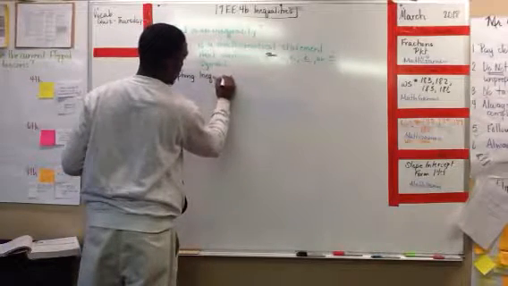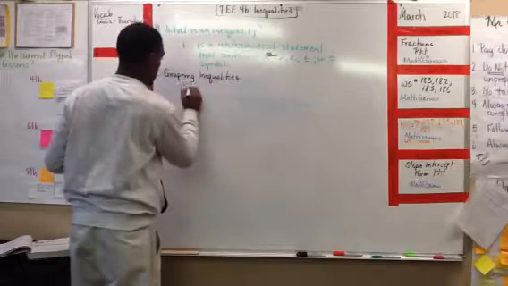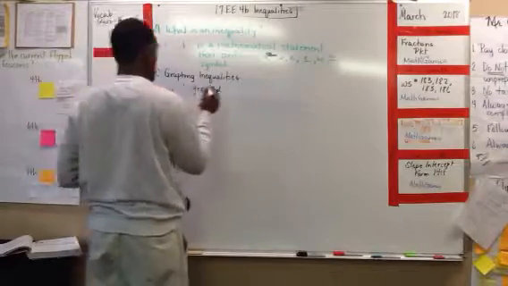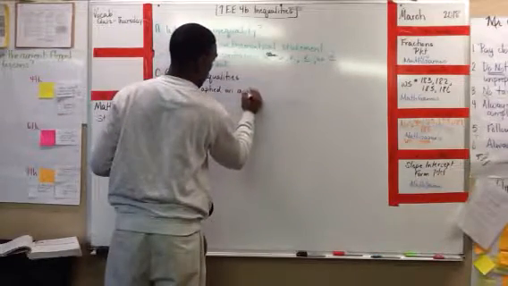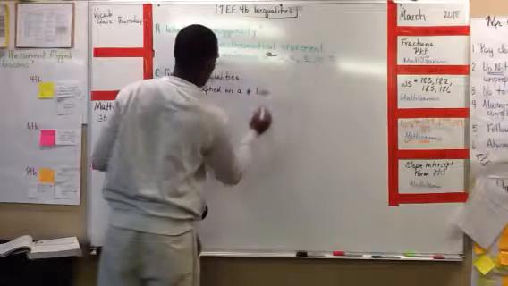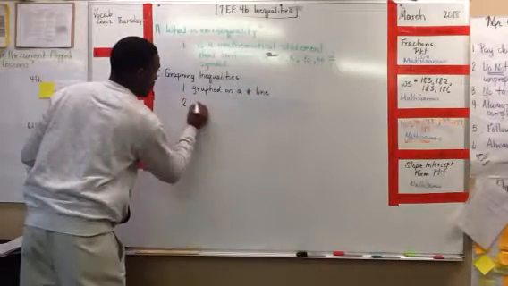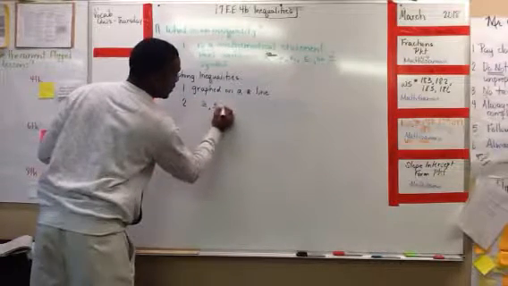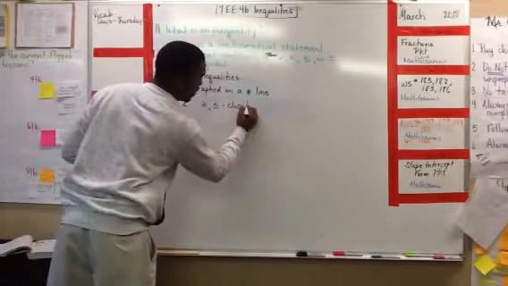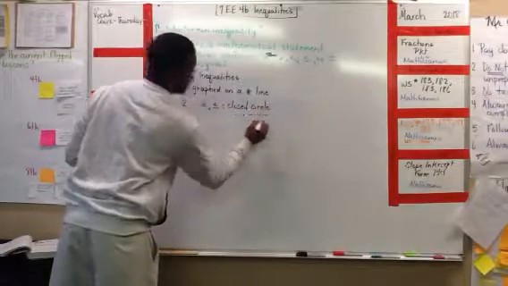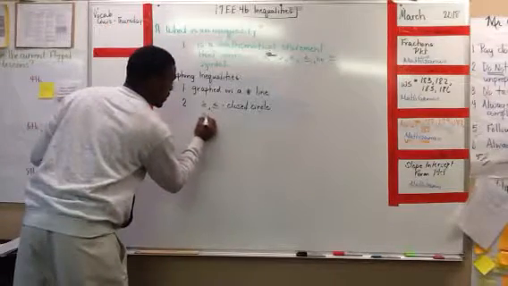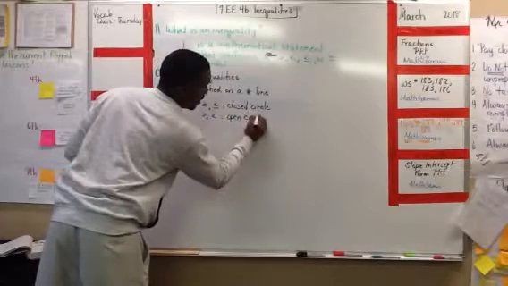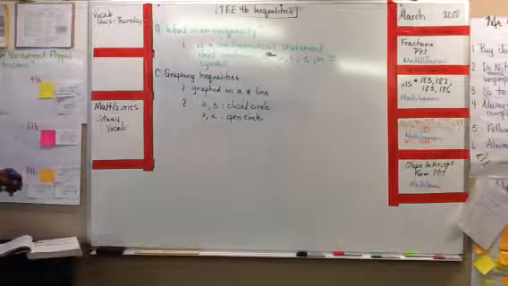Let's talk about graphing inequalities. Inequalities are always graphed on a number line. Always. If it is greater than or equal to or less than or equal to, it's a closed circle. If it's greater than or less than, it's an open circle. That's going to mean something in a minute.